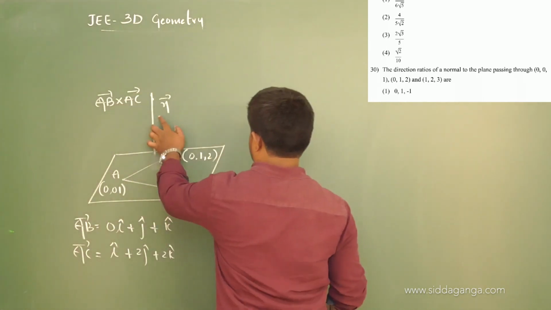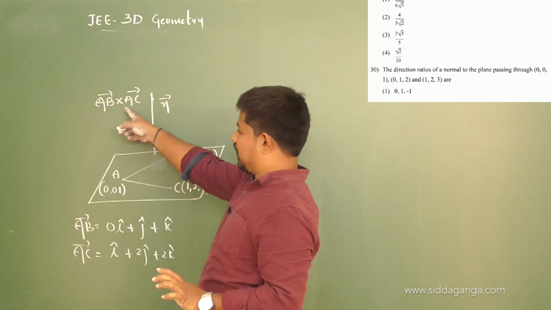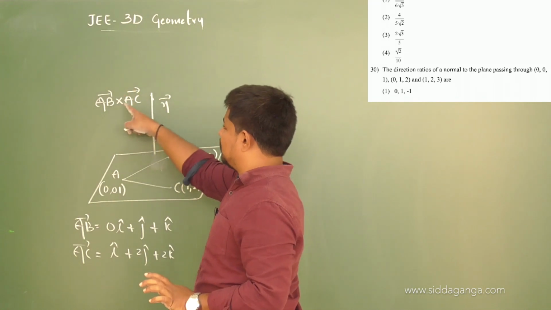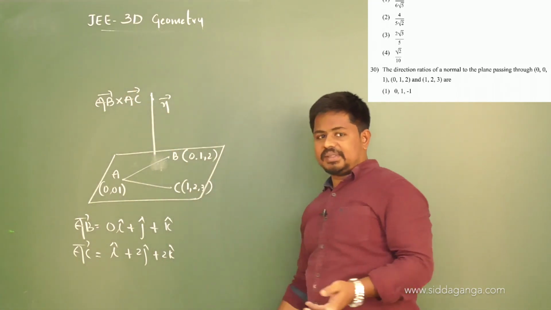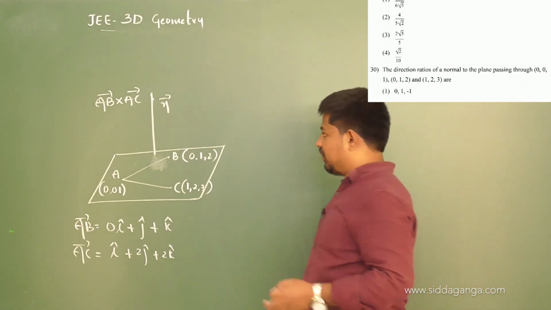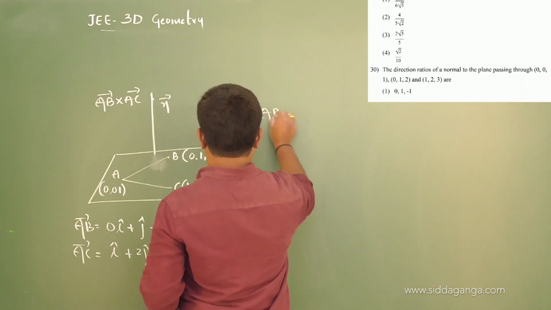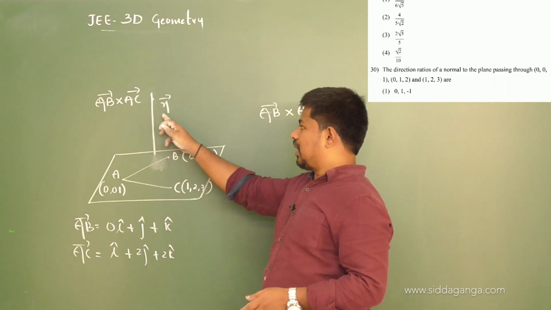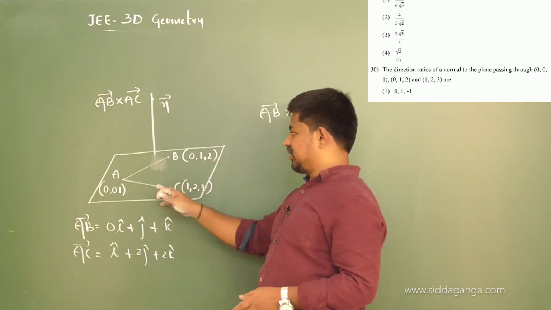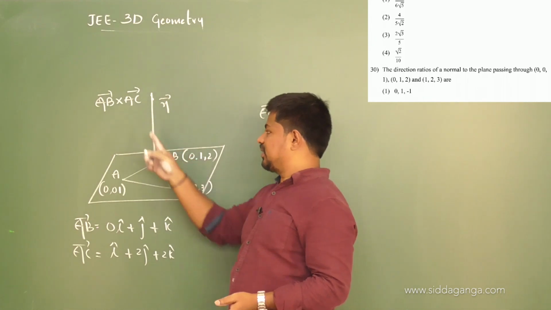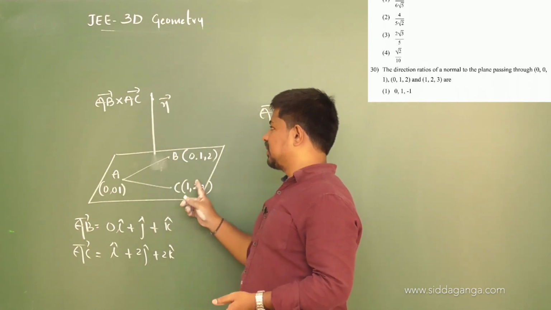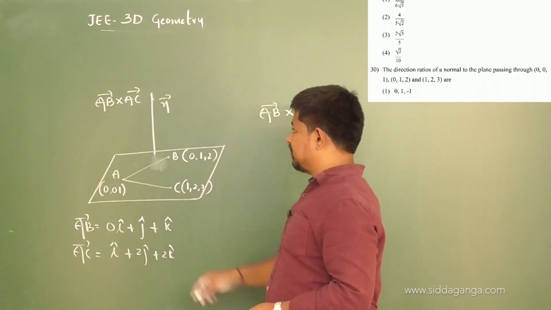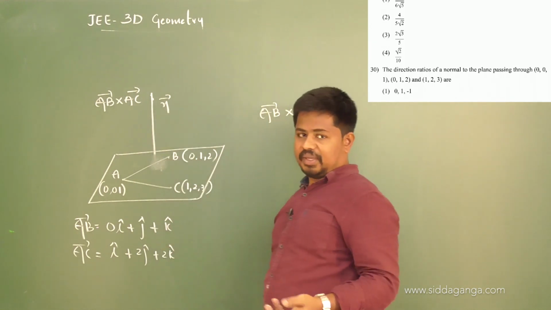Now AB cross AC is in the direction of n. So when you find AB cross AC, the ratios of this will be the ratios of the normal, because the normal is in the direction of AB cross AC. Hope you got it, students. So the normal vector is perpendicular to the plane containing these 3 points, and AB cross AC is also perpendicular to that plane. So I can say the ratios of AB cross AC will be the ratios of n.